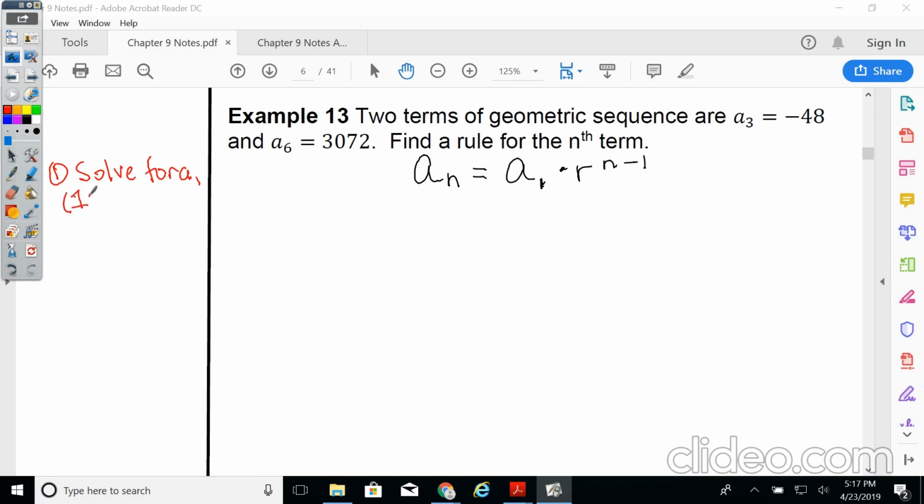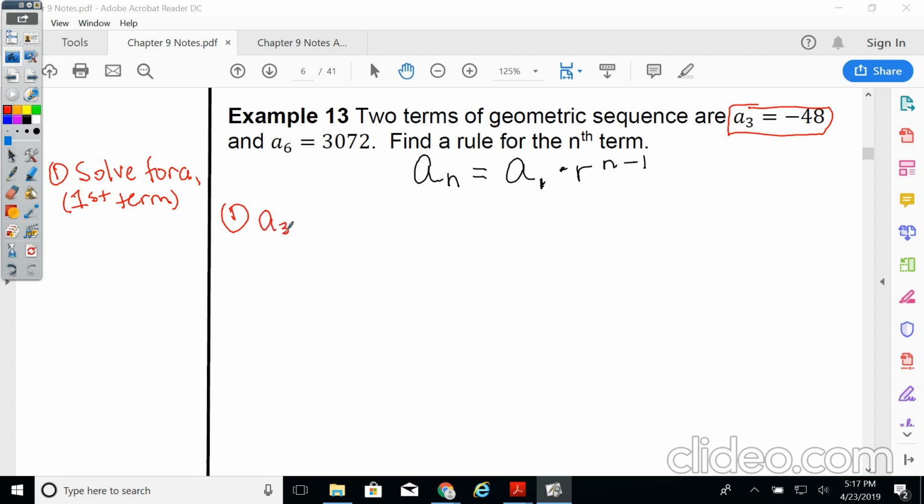So the first term out of these two, the one that comes first, is this one. So that's the one we want to use to solve for a1. So here, step 1, we're going to plug in what we have.